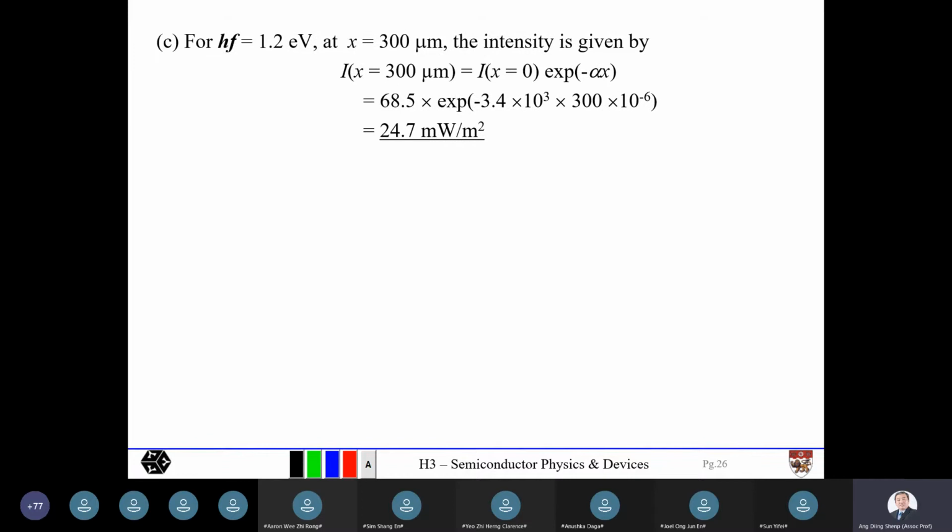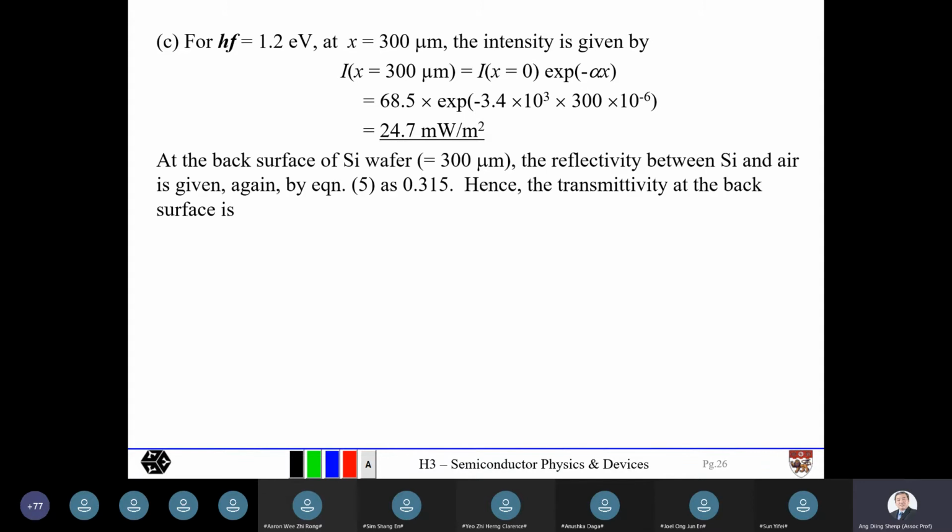Now for part C, it is only relevant for the less energetic photon, because for the more energetic photon, all the light will have been absorbed. The light cannot escape back to air again; after traveling through the whole semiconductor, none of the light is left. Only at 1.2 eV, where the absorption is much weaker, can we still have some light remaining after 300 micrometer, which is the thickness of the silicon wafer. Applying Lambert's law again, you get the light intensity remaining at the other end of the semiconductor.